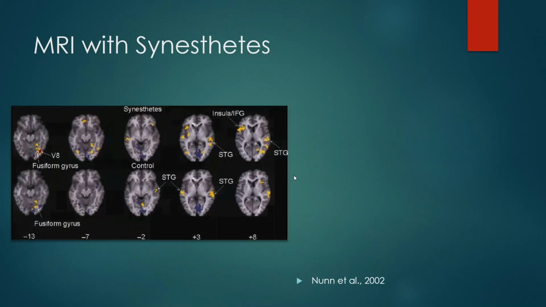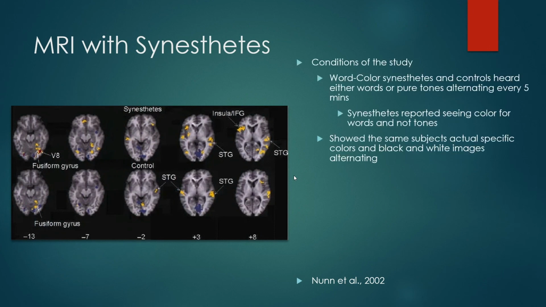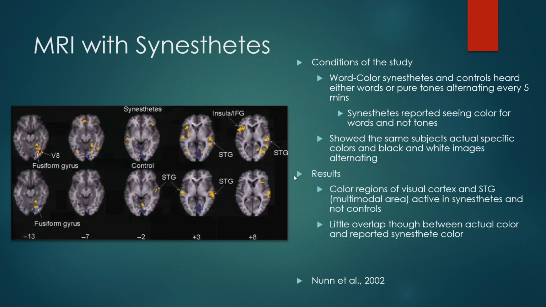And they did this study. I'll show you some limitations of it. I'm not buying it completely, but they took word-color synesthetes, the ones I was just talking about, and had them listen to pure tones and words. For the pure tones, they didn't report seeing any color, but the synesthetes, for specific words, reported seeing very specific colors. They scanned them and compared them to controls, and found that these multimodal areas and visual processing areas were lighting up in these synesthetes that weren't lighting up in controls. So it was evidence that those brain regions are actually coming online.